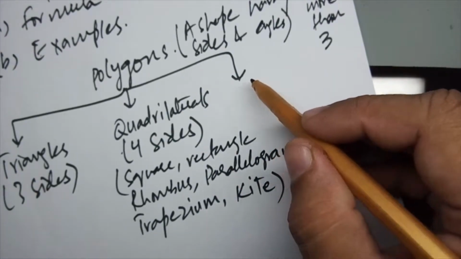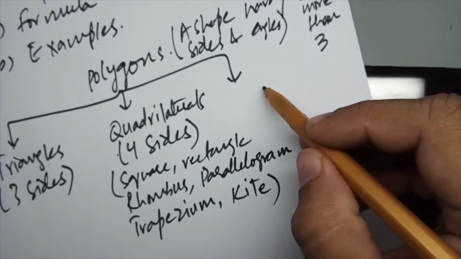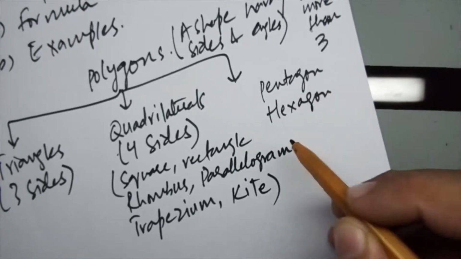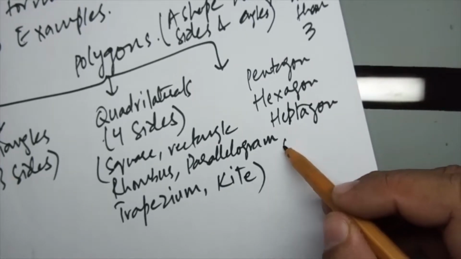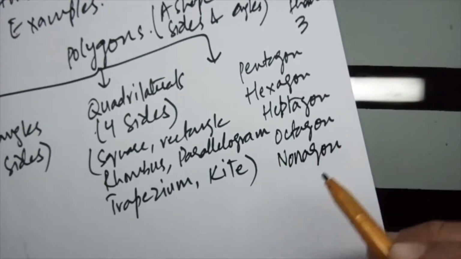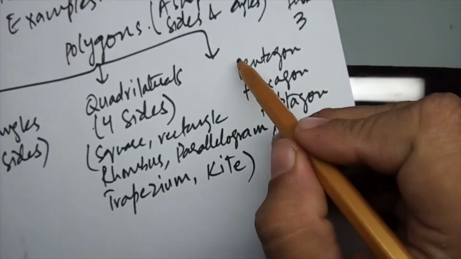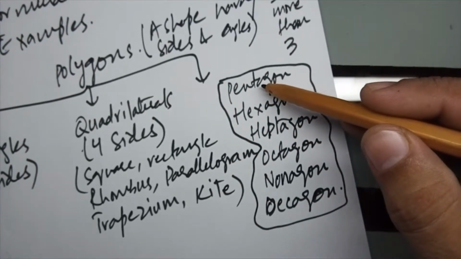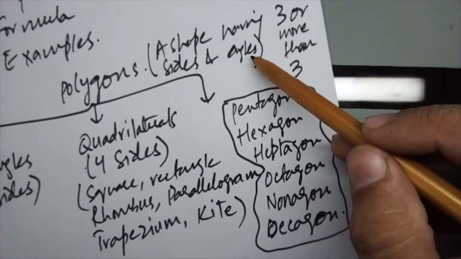And the third is we have so many shapes having more than four sides. Just like if we have a five-sided figure, we call it a pentagon. Okay, a six-sided figure is called a hexagon. A seven-sided figure is called a heptagon. Okay, and an eight-sided figure is called octagon. A nine-sided figure is called nonagon, and the 10-sided figure is called decagon. And these are the shapes which have more than three sides, right? So a shape having three or more than three sides and angles, they are called the polygons.